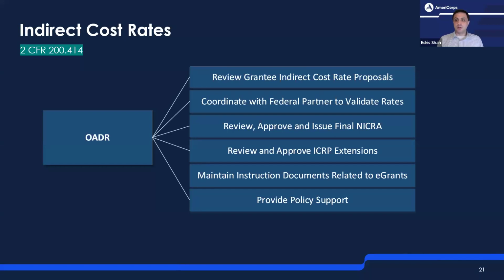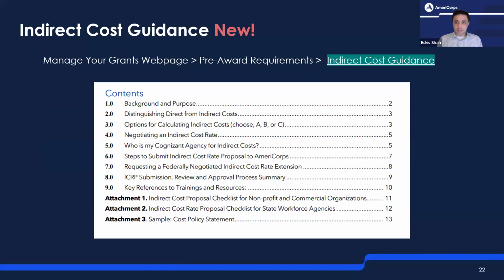We also review approvals for extensions of an existing rate. And as you know, every grantee is subject to a one-time extension, excuse me. And we also maintain instruction documents related to eGrants, and we provide overall policy support to indirect cost rate as a whole, internally as well as externally with our grantee colleagues when it comes to interpretation of regulations, policy requirements, and the like.